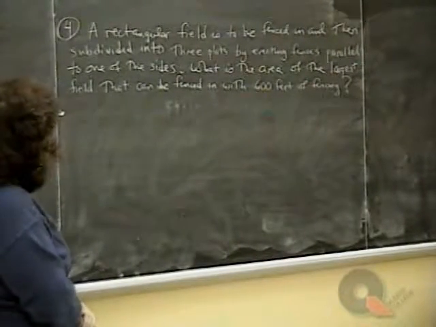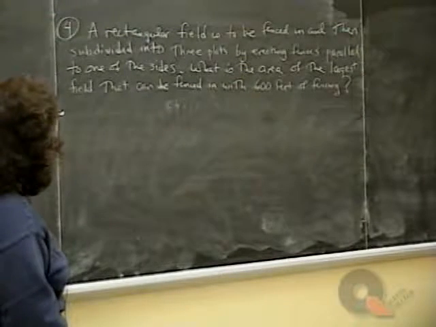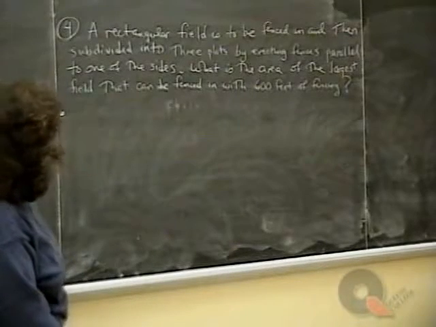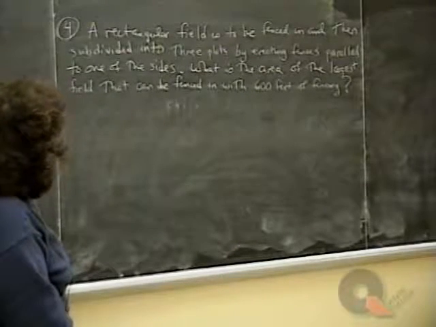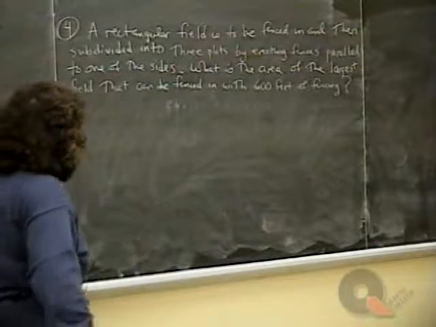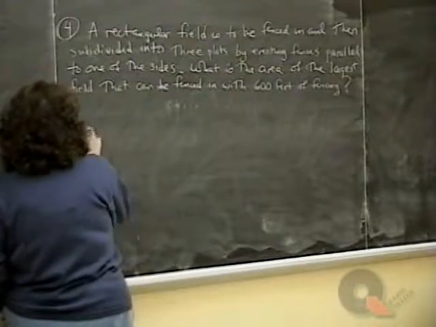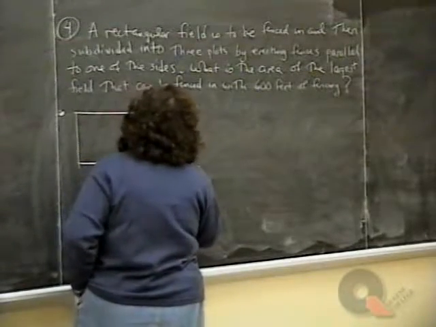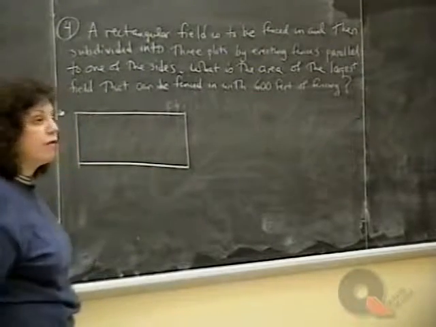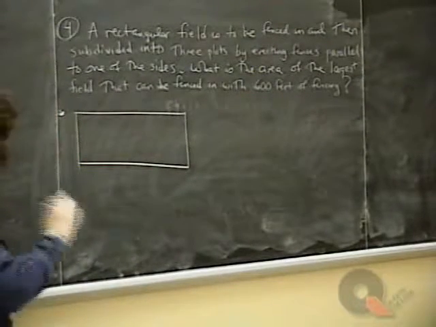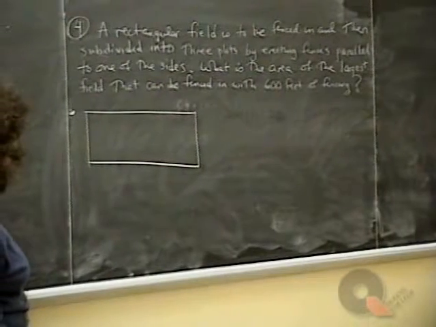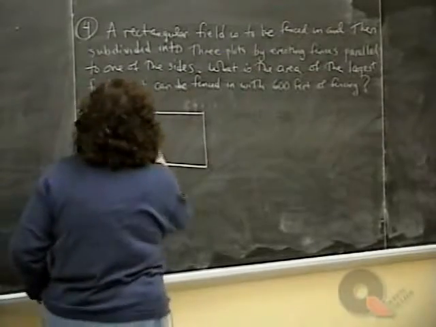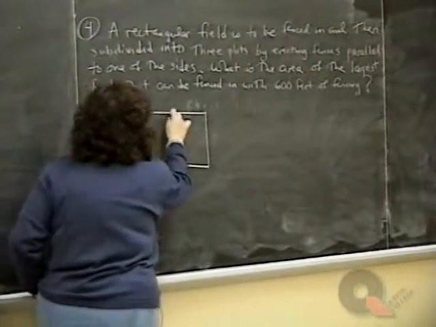Okay, a rectangular field, this is problem 4. A rectangular field is to be fenced in and then subdivided into 3 plots by erecting fences parallel to one of the sides. What is the area of the largest field that can be fenced in with 600 feet of fencing? So we have our rectangle, what we've had before. All of the problems on this tape deal with rectangles. The next videotape, max-min problems, will be a variety of miscellaneous problems, but we're concentrating on rectangles here. We have a rectangular field, and we're going to subdivide it into 3 plots by erecting fences parallel to one of the sides.